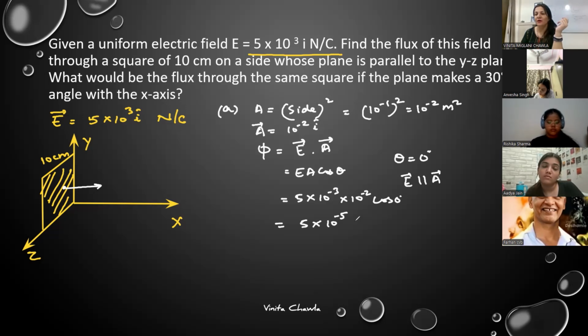And the unit of electric flux is Newton. Newton, what is the unit? Beta, what is the unit of electric flux? Newton coulomb square. Beta, the unit of electric flux? Yes ma'am.